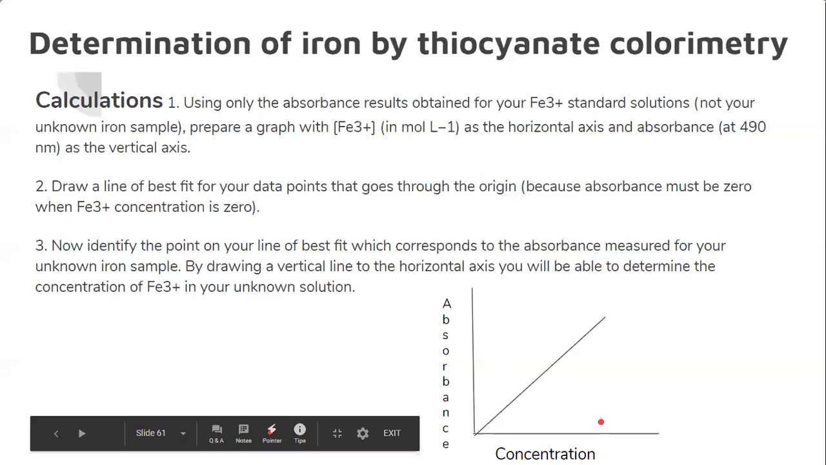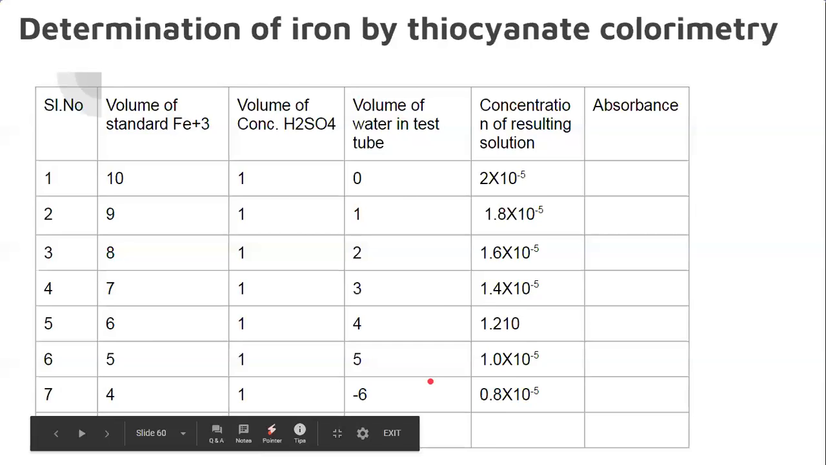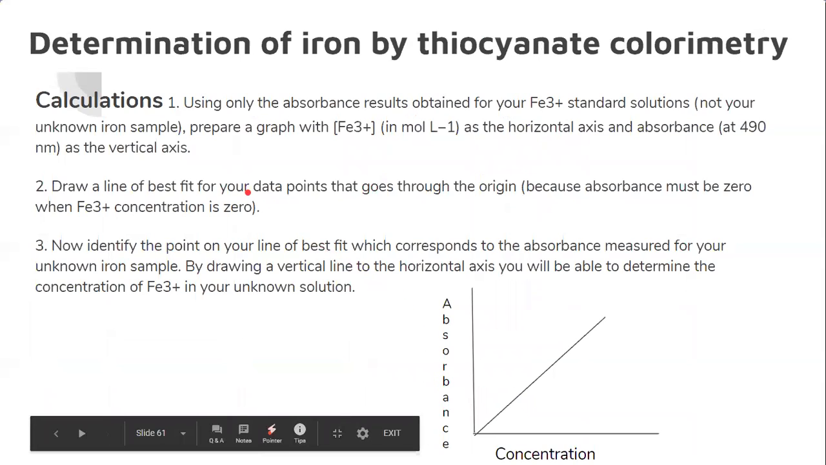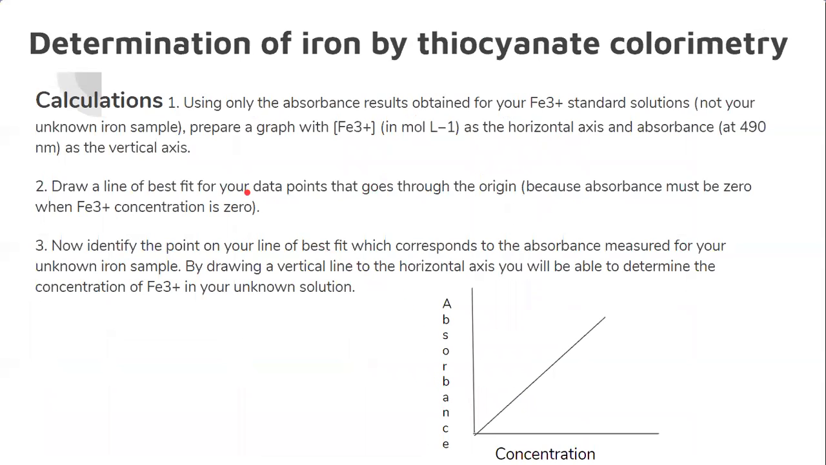What happens is that the line will intercept the concentration axis, and that x-axis may be cut around some value. That value is known as the concentration of the unknown solution. By that manner, we can identify the concentration of iron present in water. So this is the calculation part.